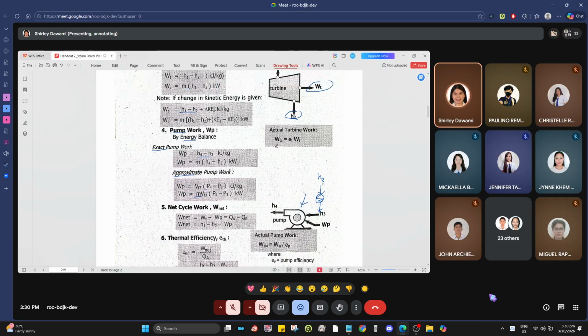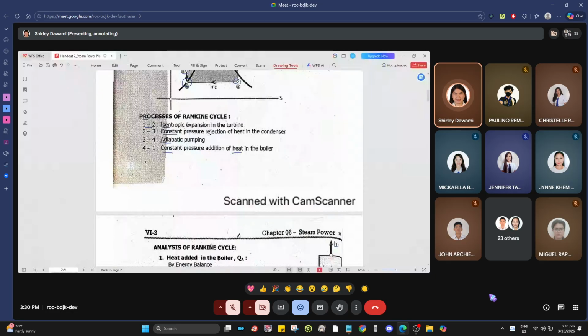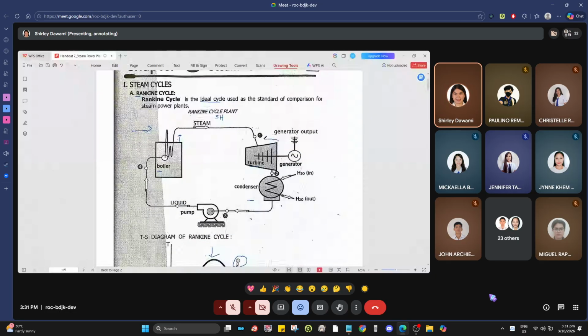Okay. This one, I know we have actual turbine work that is equal to the turbine efficiency times the turbine work. For the net cycle work, that is turbine work minus pump work. Okay, so tanaw natin diri. We have turbine work minus pump work. So mao nang ato ang work net. Okay.